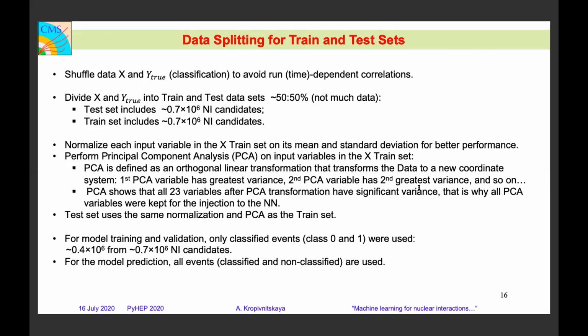When we apply PCA to our analysis, it shows that all 23 variables after PCA transformation have significant variance. Of course, the last variable has the smallest variance, but it's still pretty significant. That is why all PCA variables were kept as input to the neural network. The test set uses the same normalization and PCA as the train set. For model training and validation, only classified events are used, so only our class 0 and 1, and it is 0.4 million events in total. For the model prediction, all events, classified and not classified, are used.